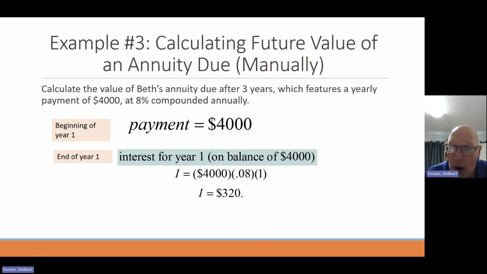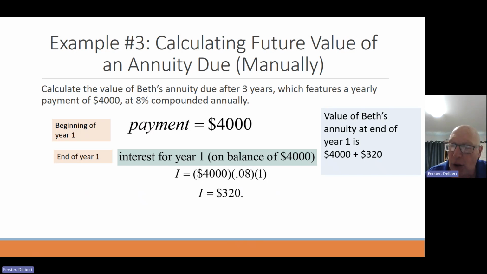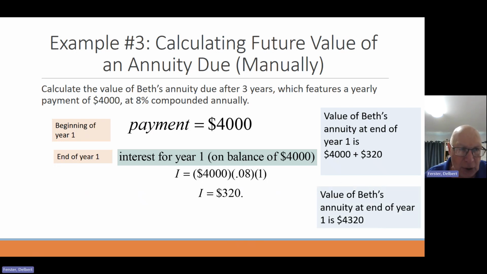So at the end of year 1, her balance contains the $4,000 that she put in at the beginning of the year, plus the $320. So at the end of year 1, her annuity is worth $4,320. All right, we're ready to move to year 2. Now hold on, because the very first thing that happens at year 2 is she makes her next payment. She's going to gain interest on year 2, not just on the $4,320 that transferred over as the value at the end of year 1.